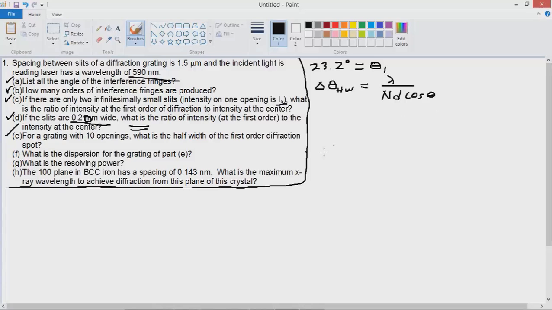Let's see. All it asks for is the half width, excuse me. So this is just number crunching. This is part E. Come on. There we go. Be back in a minute after number crunching.